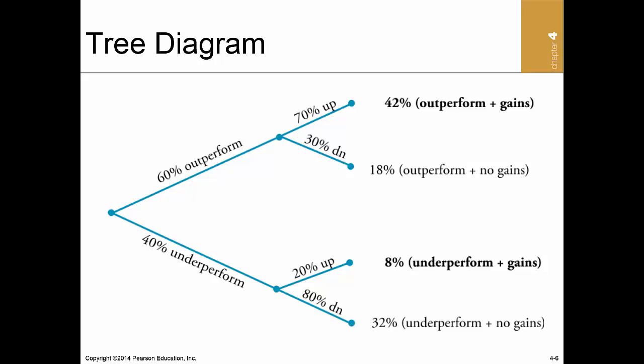Suppose we apply the tree diagram in a financial context. We might be able to outperform or underperform the market. And in each instance, we might be able to make gains or end up with no gains. Here we have a 42% chance that we'll outperform the market and have gains. This is determined by taking 70% of the 60% chance of outperforming the market.